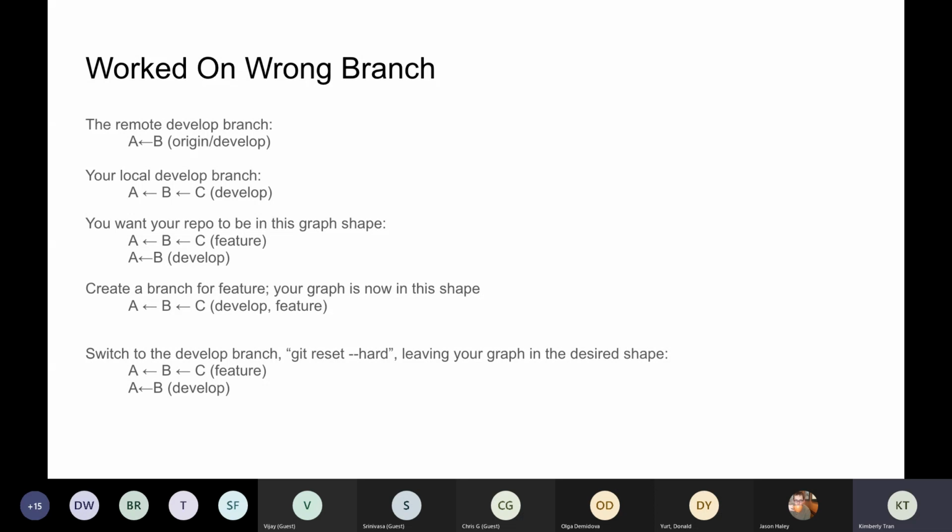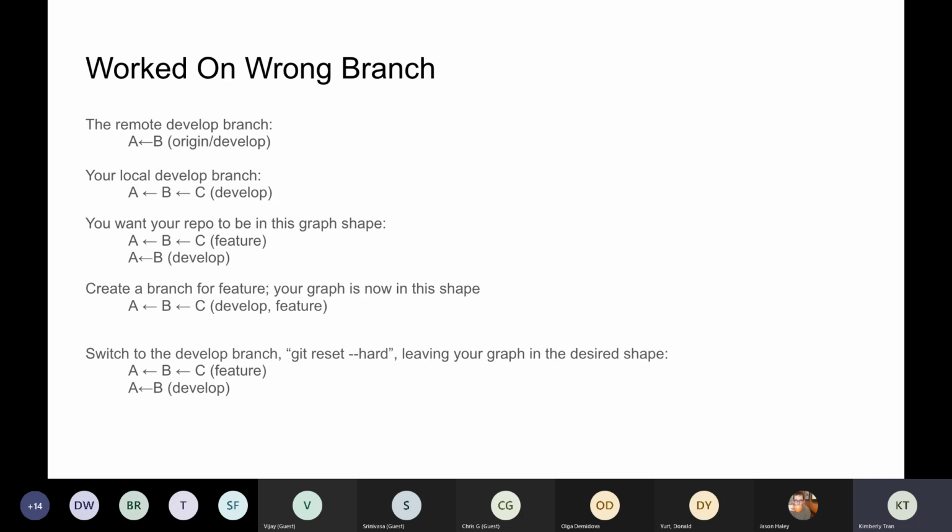Does that make sense? What I just went through there? It does to me. I've done that many times. Okay, good. So you've visualized the graph intuitively and used reset to get your branches back to the way that you want them to be.